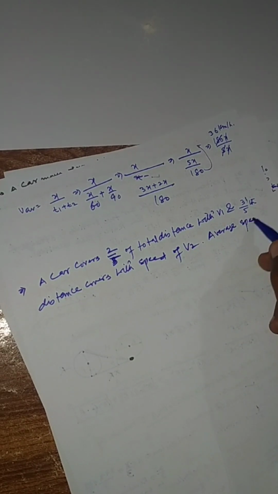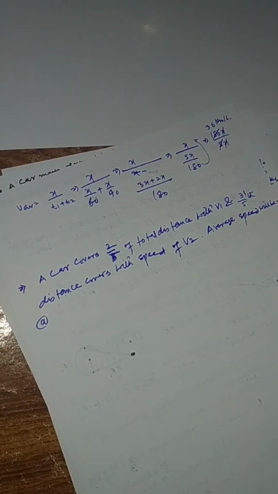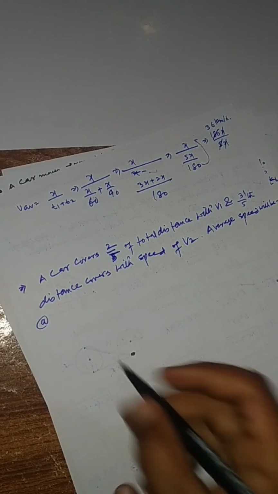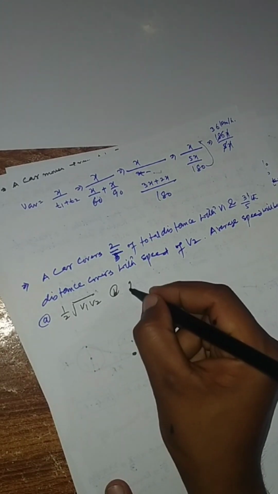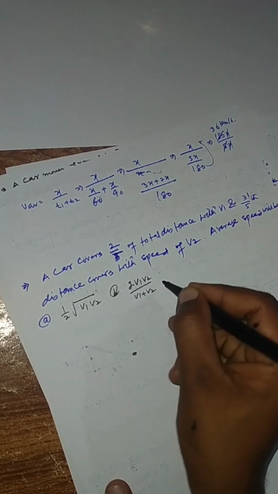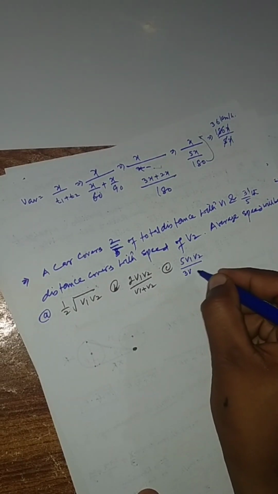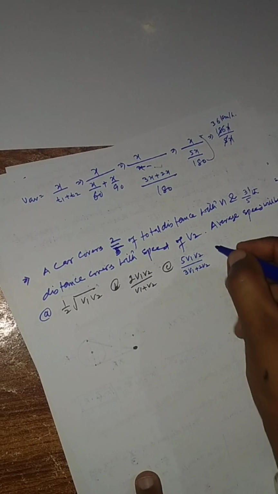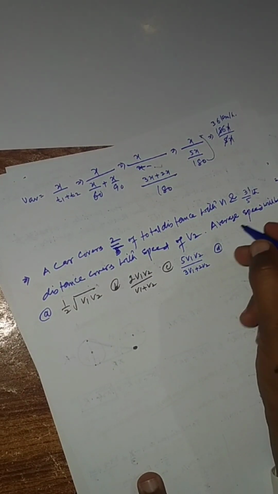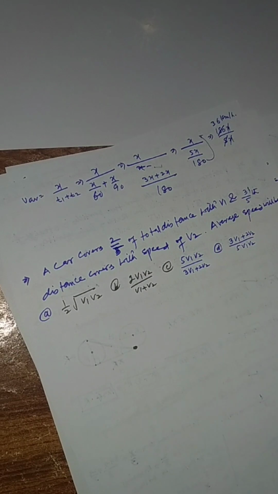What will be the average speed? Let's say if we write option A, 1/2 V1 into V2, or option B, 2V1 V2 over V1 plus V2, or option C, let's say 5 V1 V2 over 3V1 plus 2V2, or we may say option D, 3V1 plus 2V2 over 5V1 into V2.